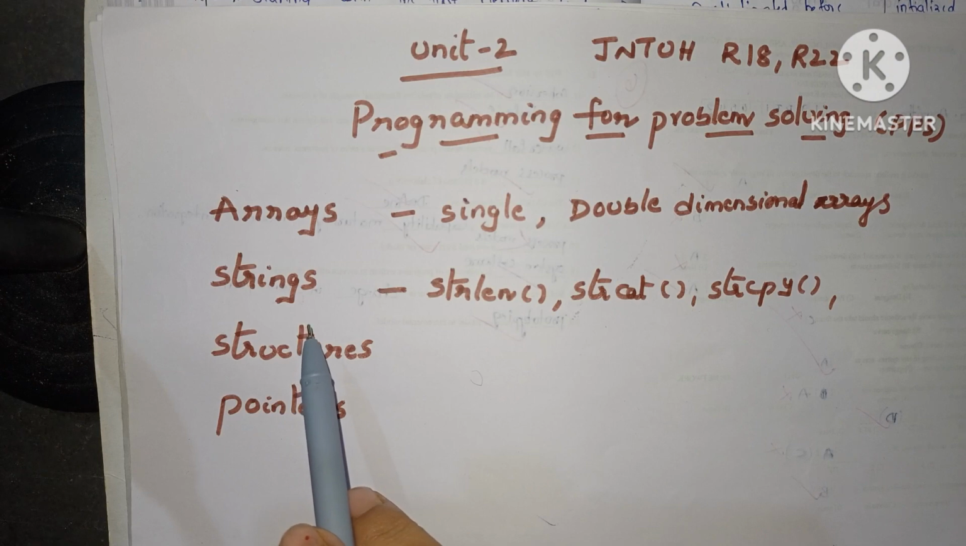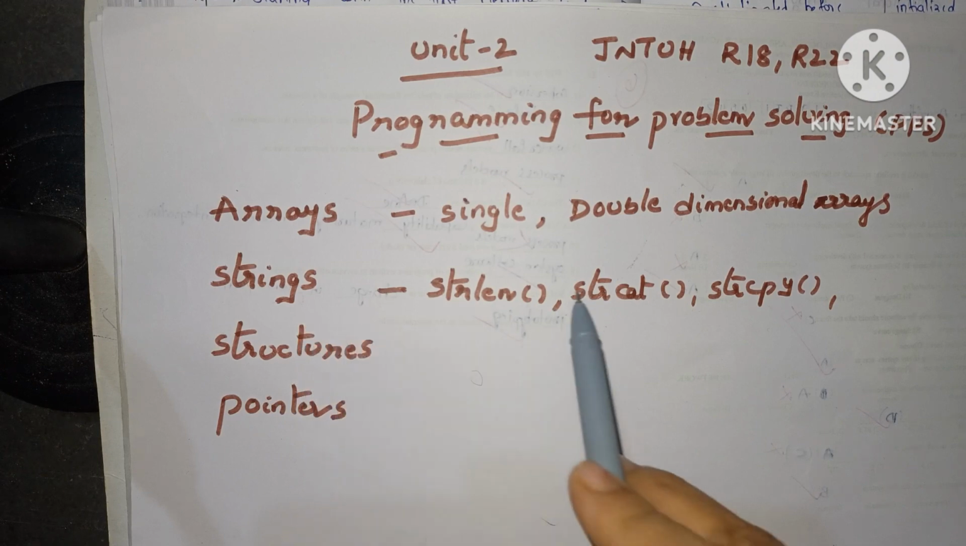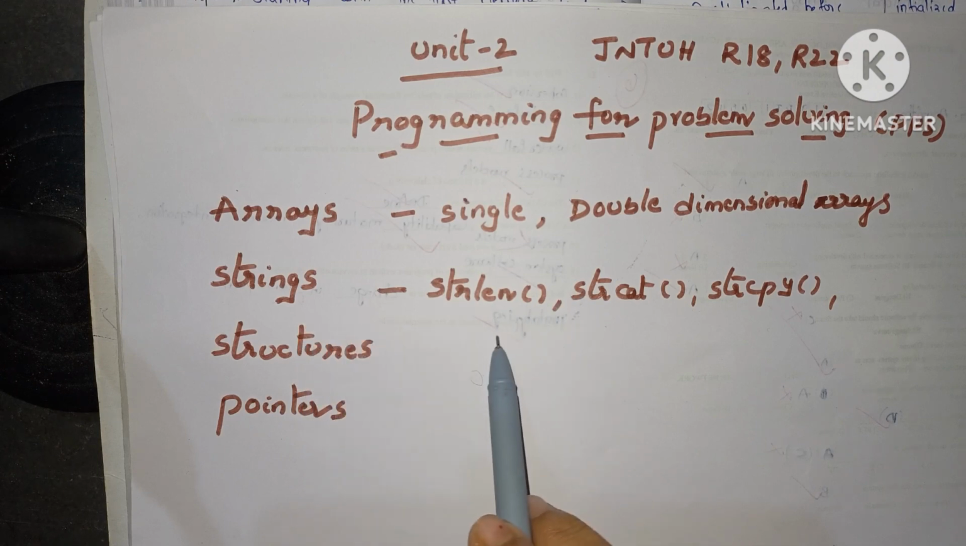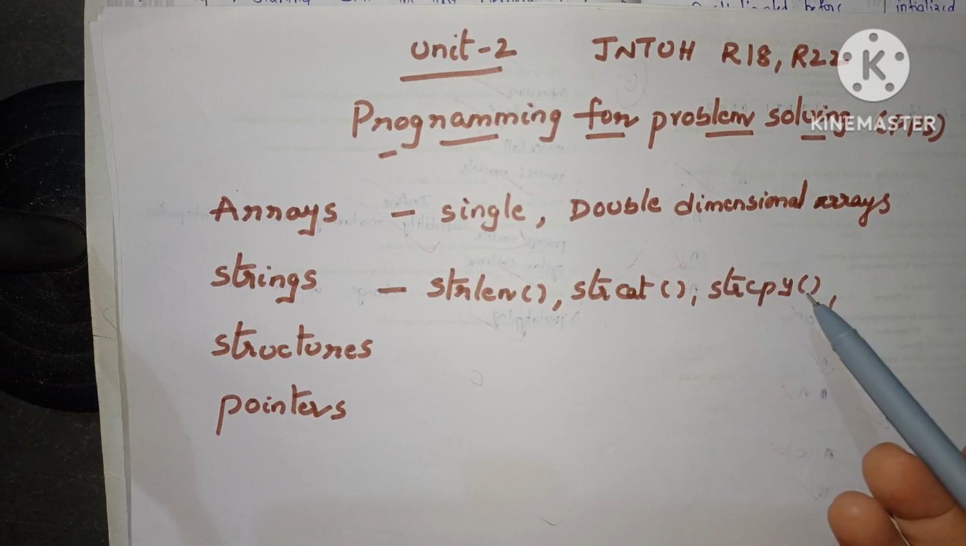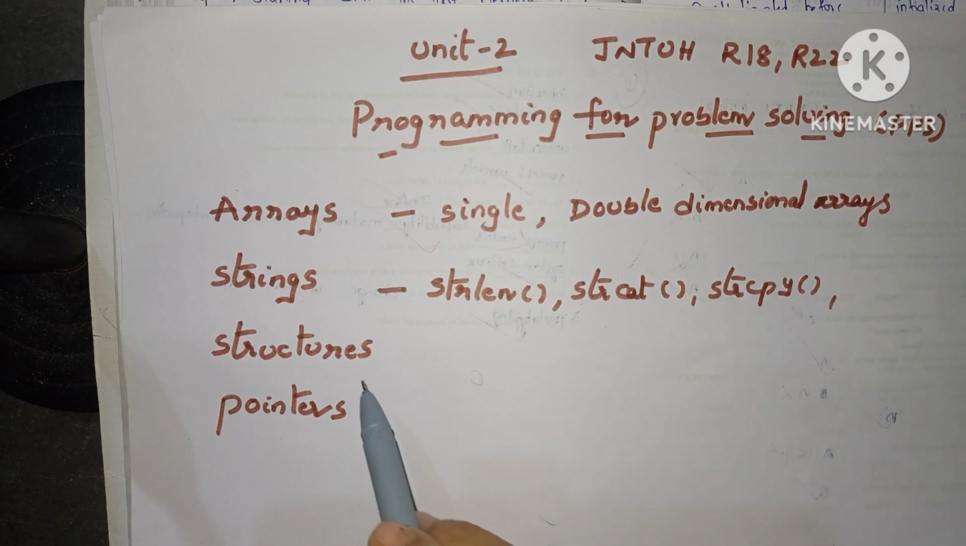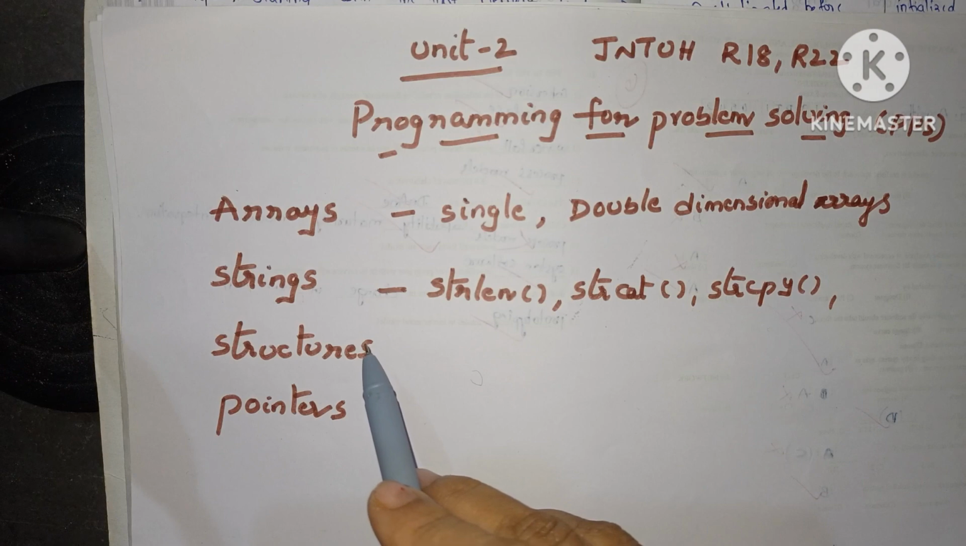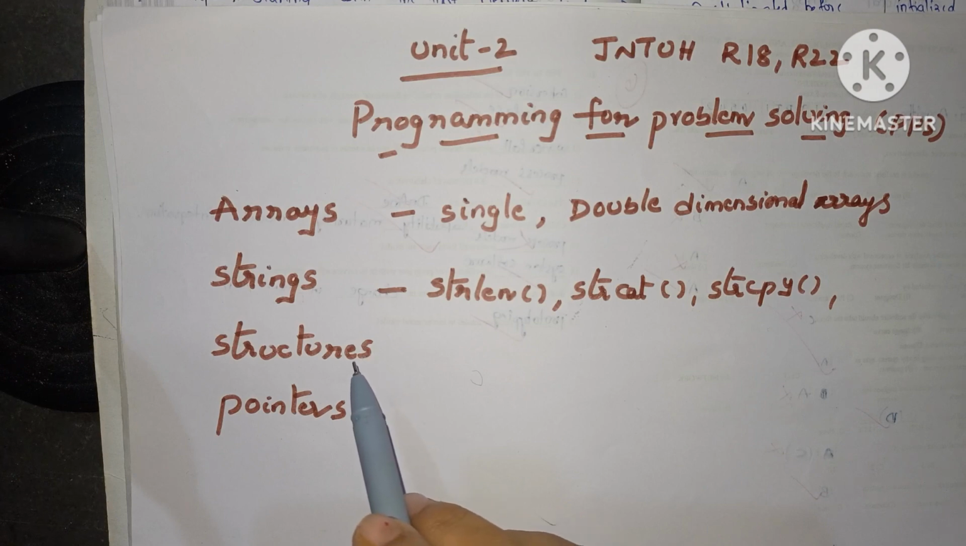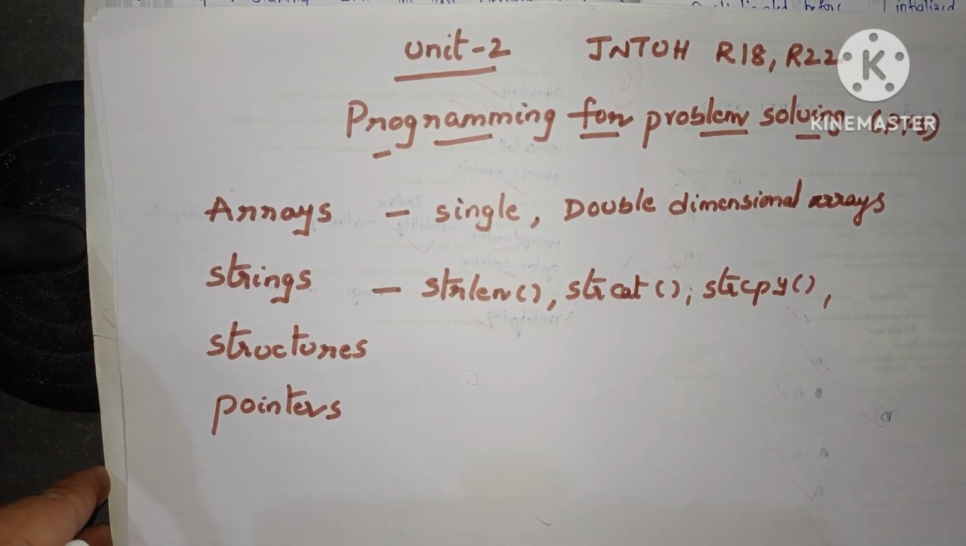The next topic is strings. What is a string? What are the different types of string functions? strlen, string cat, string reverse, string copy, like that. Next one is structures. What is a structure? How to access the elements of a structure? How to create a structure? Then pointers. In this video, I will explain all the topics one after another.